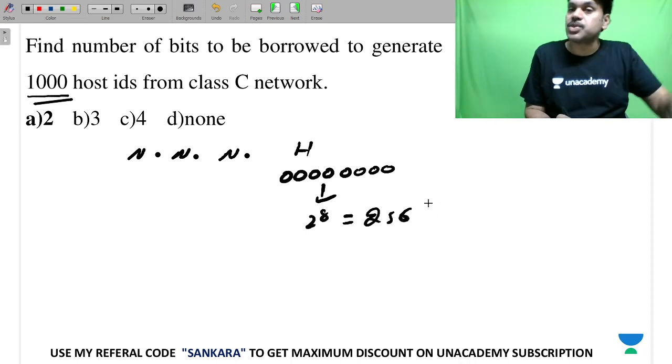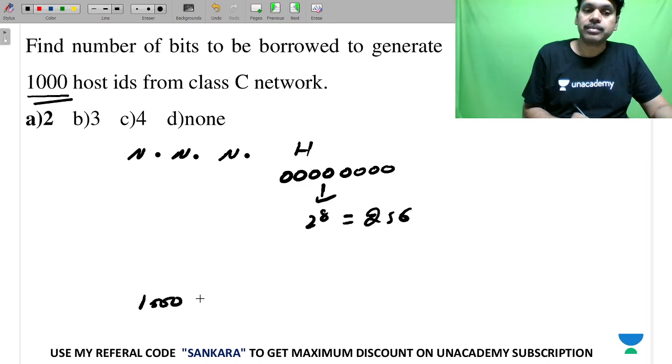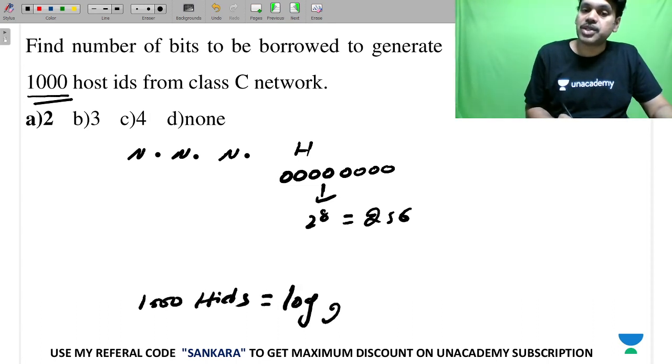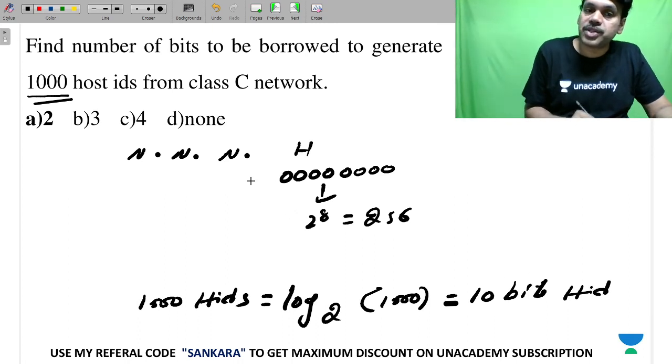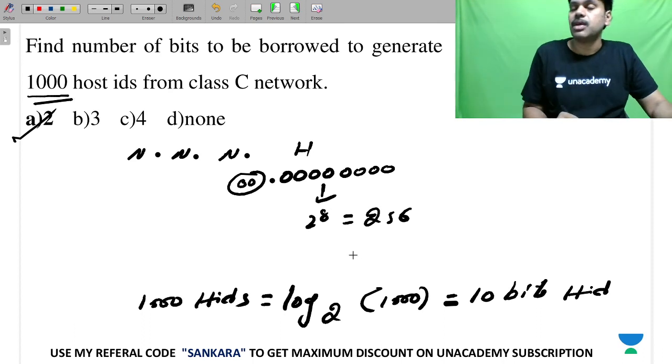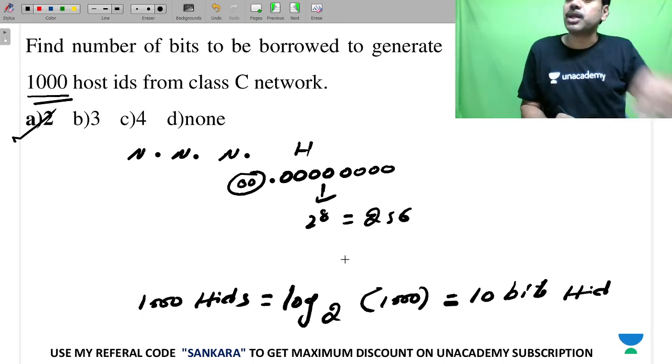So I need 1000. 1000 means how many zeros are required? 1000 HIDs means we need log base 2 of 1000, which is nothing but 10 bits for HID. So 2 bits you need to borrow from this place. So your answer is 2 bits. As you borrow 2 bits, 2 power 2 is nothing but 4 supernet blocks you will get.